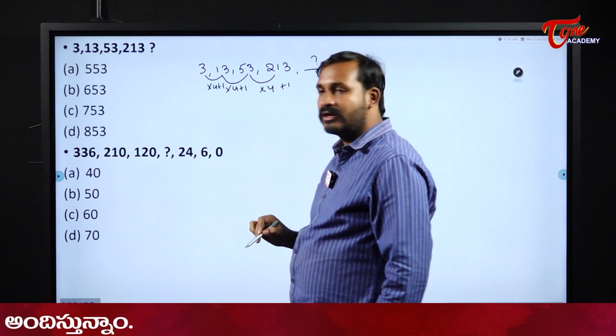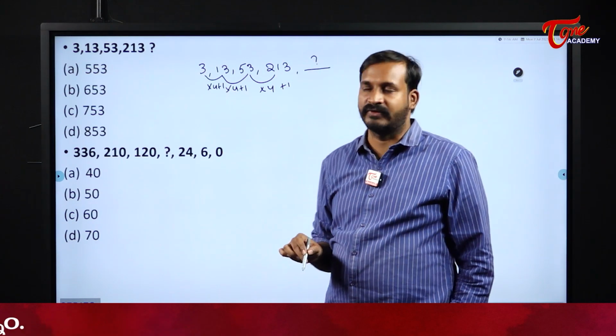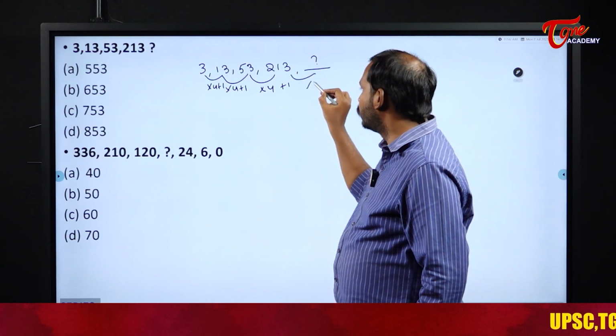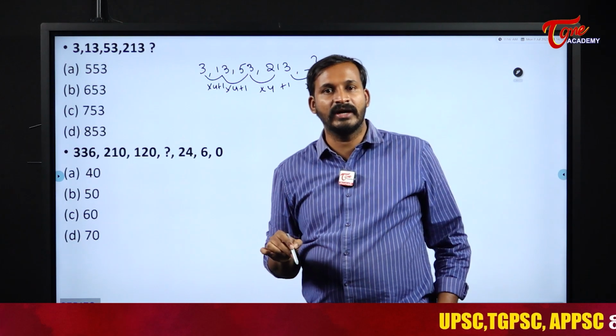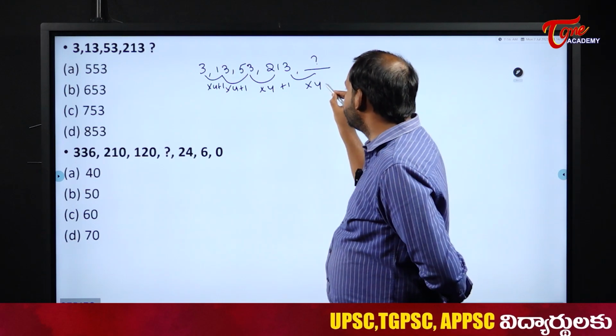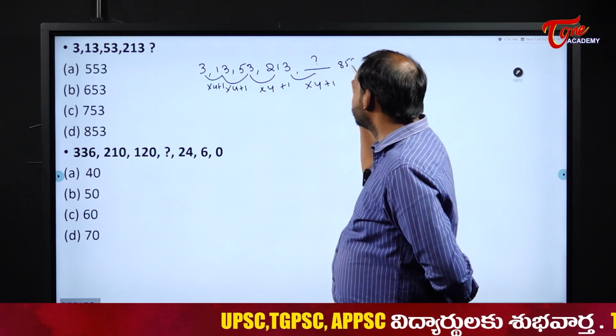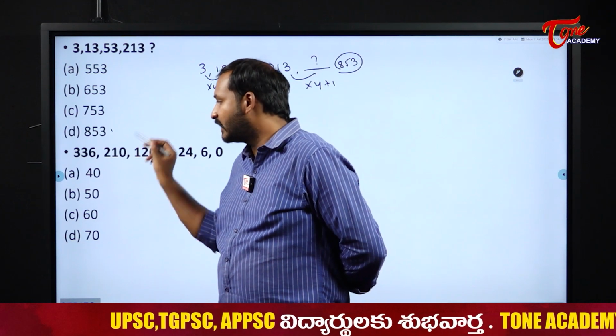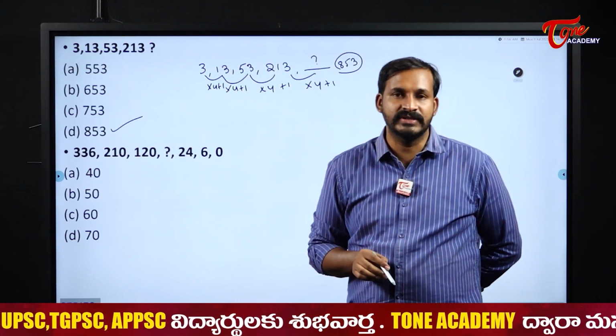So what is the logic here? Multiplied with 4 and added with 1. So similarly here also into 4. So 213 fours are, it will become what? 852. Plus 1 means it becomes what? 853. So my answer here will become 853.